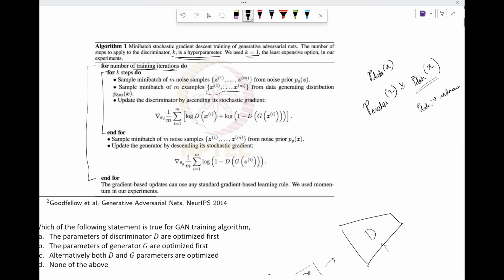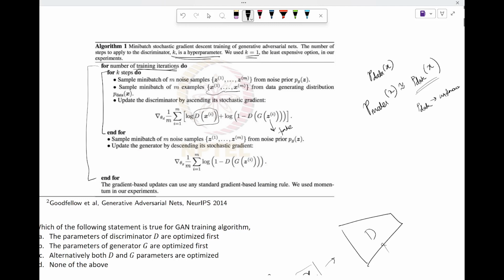So the discriminator will want to predict x as real. The discriminator wants to predict x as real and z as unreal, z as fake. Okay, that is the job of the discriminator.